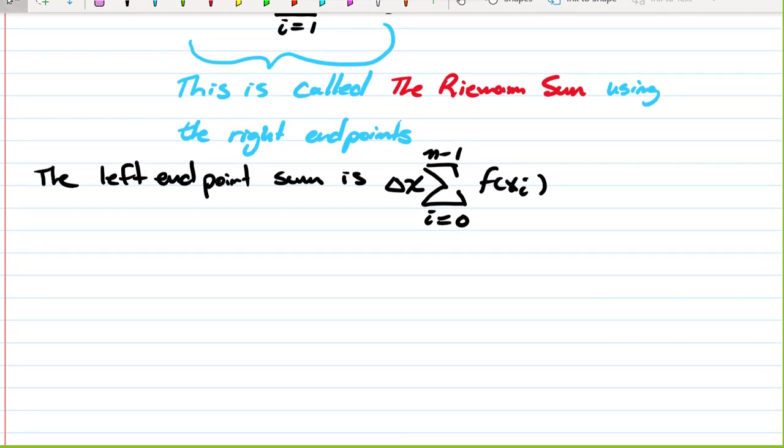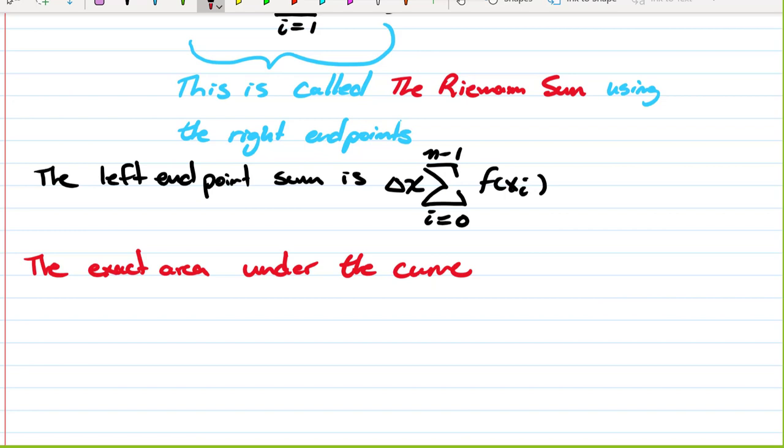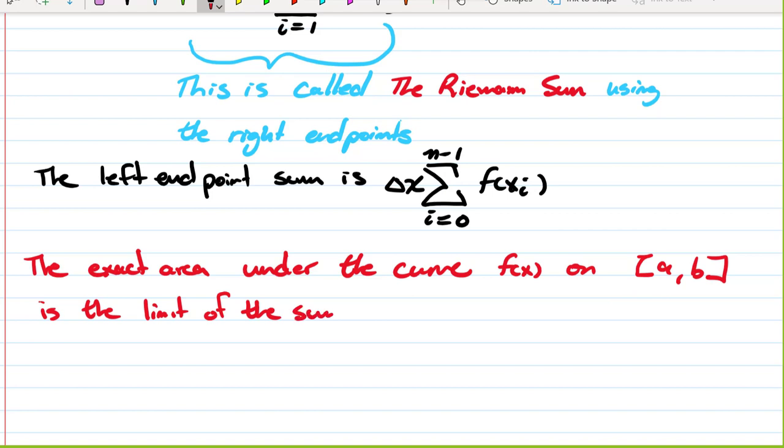So the area under the curve, the exact area under the curve, f of x on the interval [a, b], is the limit of the sum of approximating rectangles.